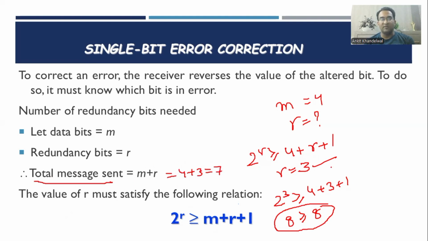So you have to keep this in mind. The value of r must follow this condition, that is 2 to the power r greater than or equal to m plus r plus 1.